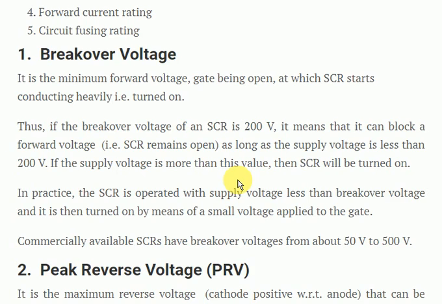When some gate voltage is given, then a little less amount of voltage is required to turn on the SCR device. That means when gate voltage is increased, the breakover voltage, not the turn on voltage, is reduced.